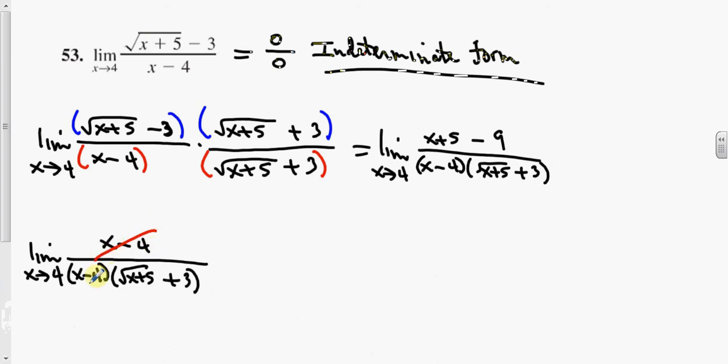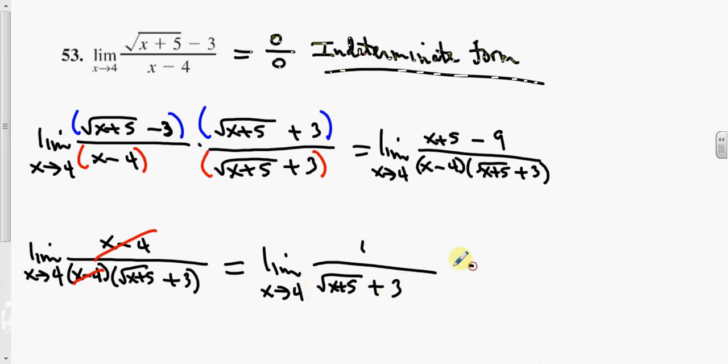You can see what cancels out. The x minus 4 in the numerator and denominator cancels out. So we have left the limit as x approaches 4 of 1 divided by the square root of x plus 5 plus 3. Now if we plug in x equal to 4, we do not get something undefined, and we do not get anything indeterminate. We end up with 1 all over the square root of 9, which is 3, plus 3, so we get 1 over 6.